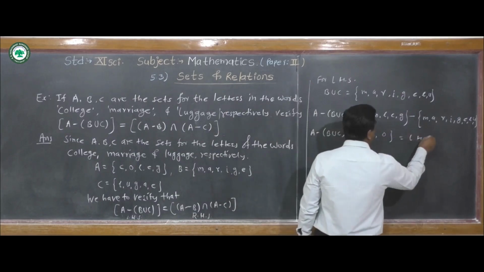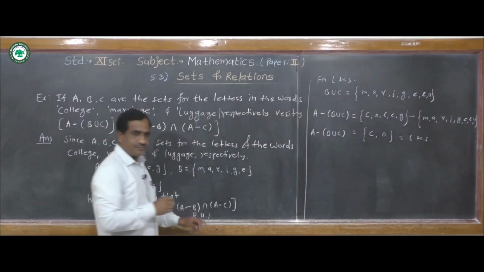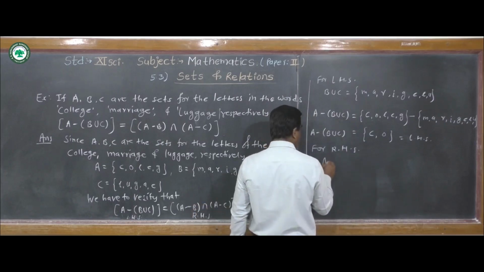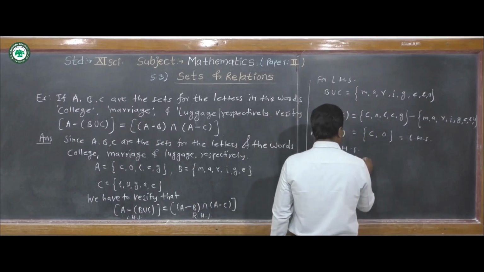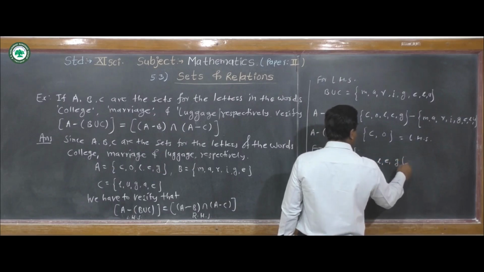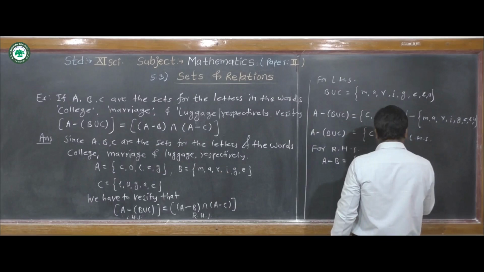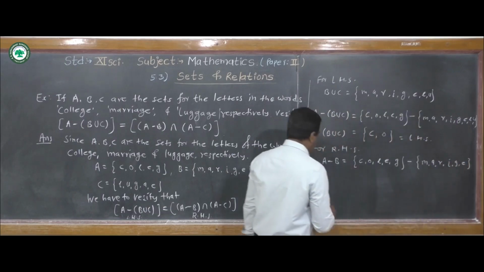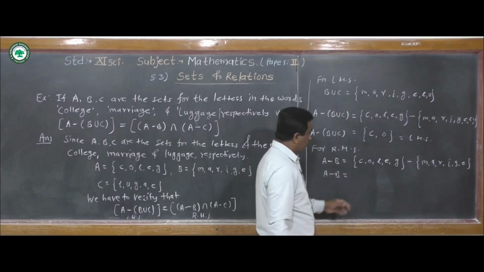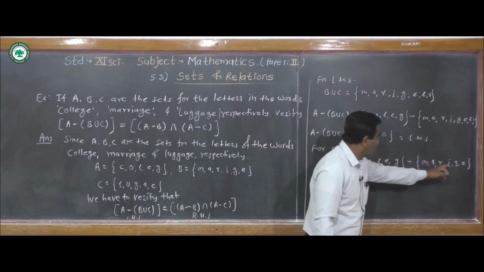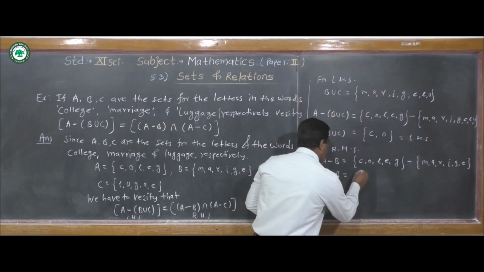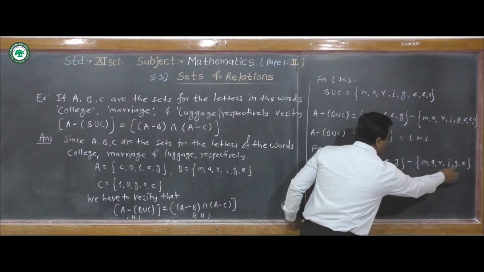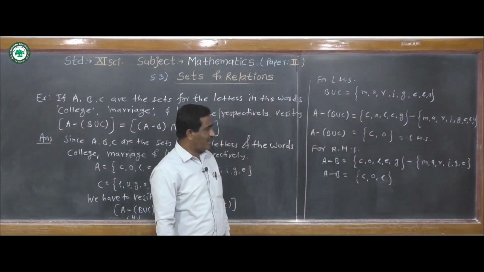This is the LHS. Okay, now for RHS, we have to first find A minus B. A minus B is equal to, set A is again C, O, L, E, G minus set B contains these elements M, A, R, I, G and E. That is A minus B is equal to, L is also here, E is here, L is not here in the set B, C is also not in set B, O is also not in set B, L is not in set B, E is in set B, G is also in set B. Therefore we get A minus B is equal to, in curly bracket, C, O, L.